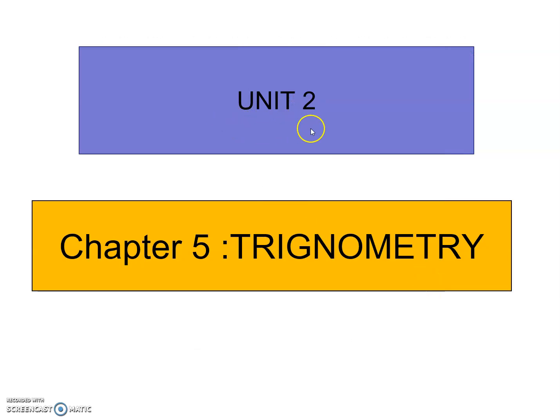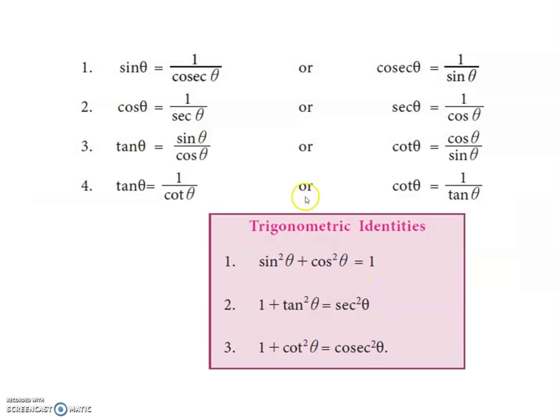Today's lecture is based on unit number 2, chapter number 5, trigonometry. We have to revise some formulas that we have to use in all the examples. Sin theta is equal to 1 upon cosec theta, and cosec theta is equal to 1 upon sin theta.